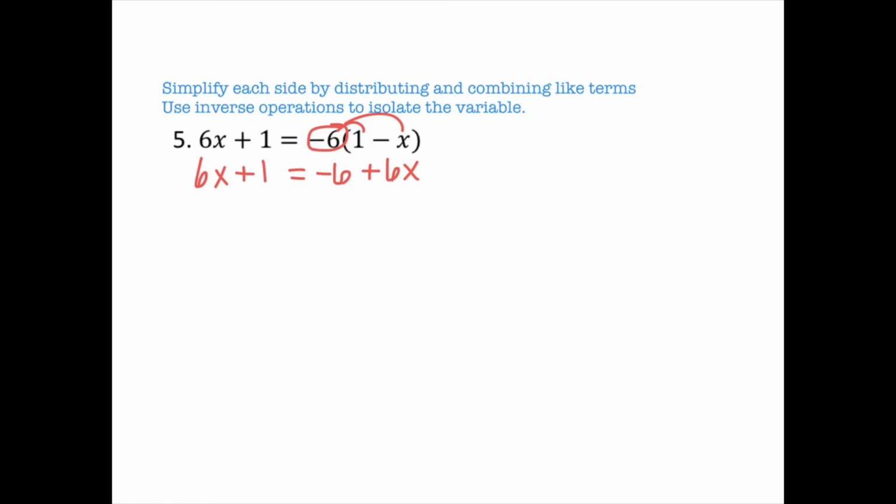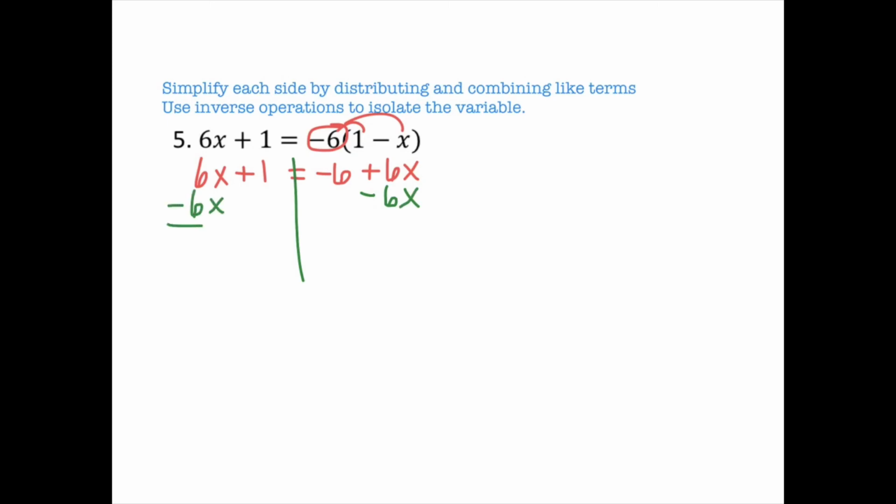Alright, in this problem I went ahead and started distributing right away on my right-hand side because it had parentheses. My left-hand side is already simplified. After distributing the -6, I got -6 plus, there's a plus there because a negative times a negative, plus 6x.